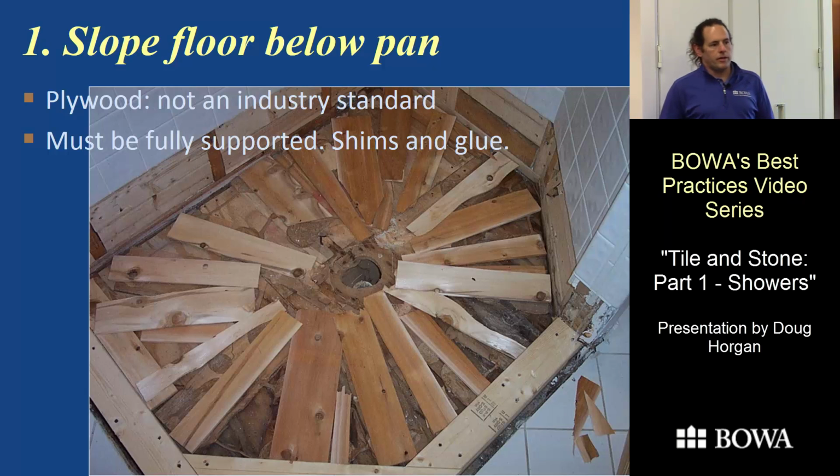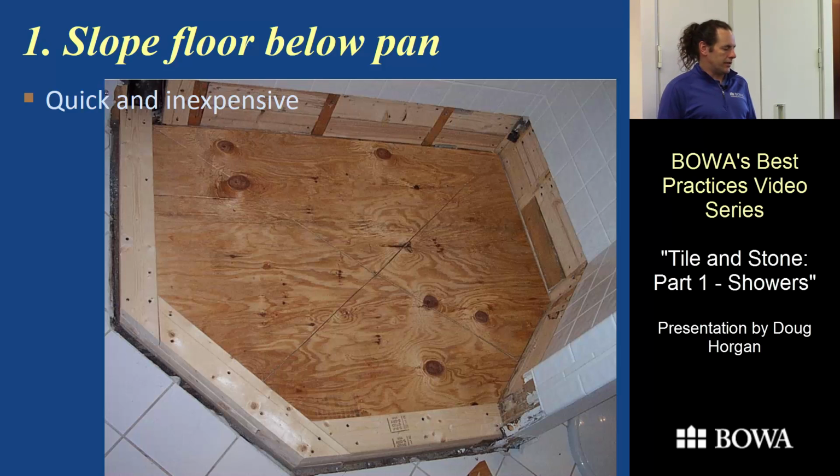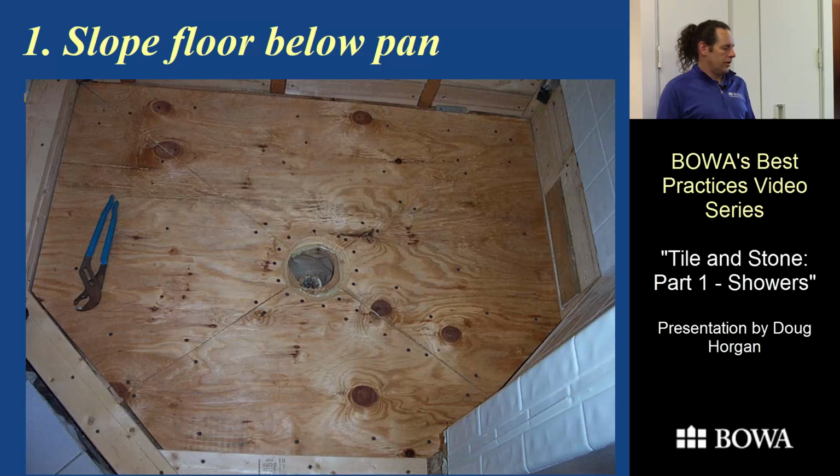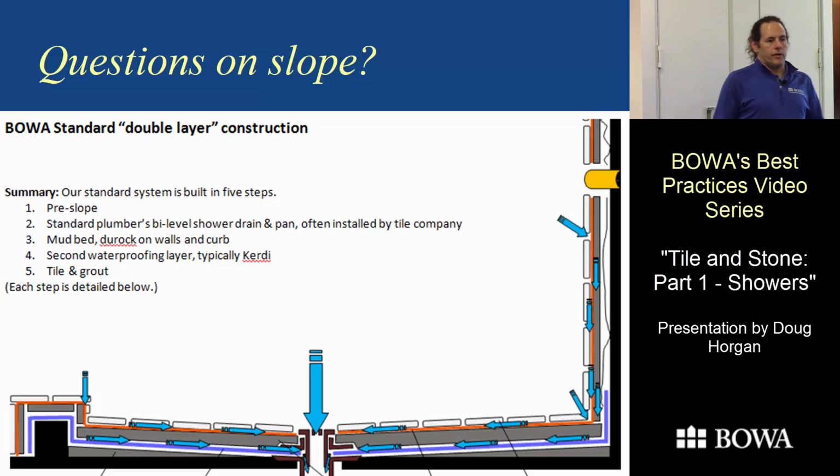There is another way. We have done it in the past and haven't really had any issues with it, so I'll just mention it really quickly. You can use a sloped piece of plywood by putting a bunch of shims and glue under it. It's not in the industry standard book, but if you're having a hassle getting your tile guys there, you can do this. It's pretty easy.